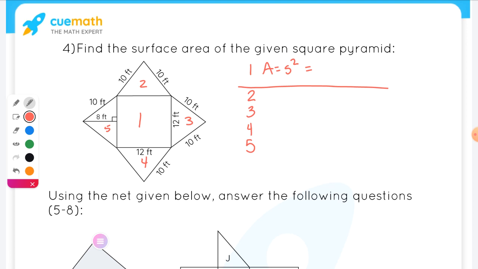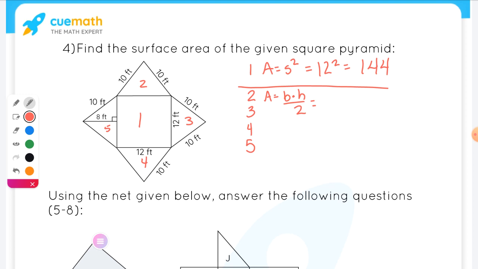What's the side length of that middle square? 12, yeah. So our formula would just be 12 squared, which is 144. What other shape do we see, Kendall? Triangle. What is the formula for area of a triangle? Base times height divided by 2.